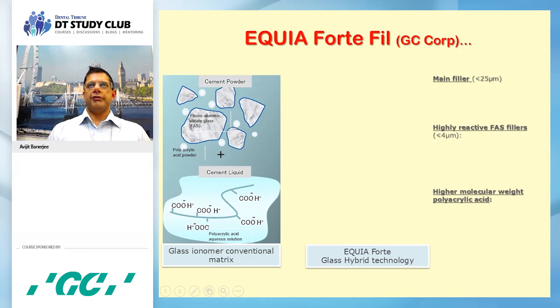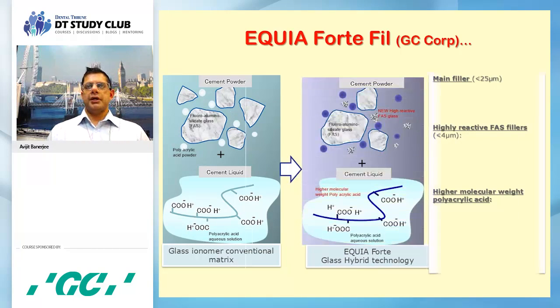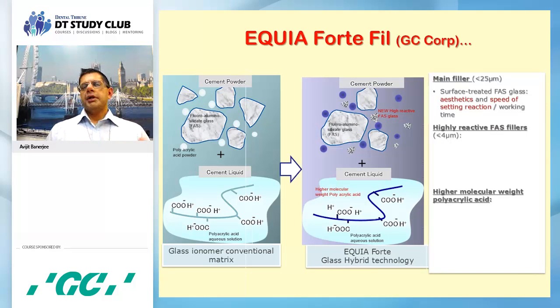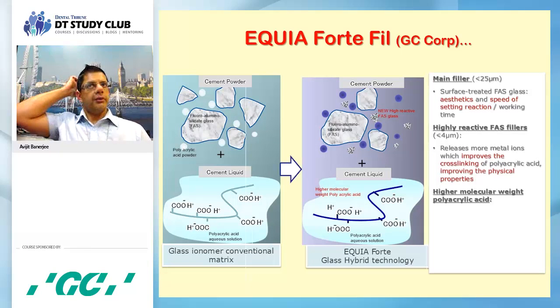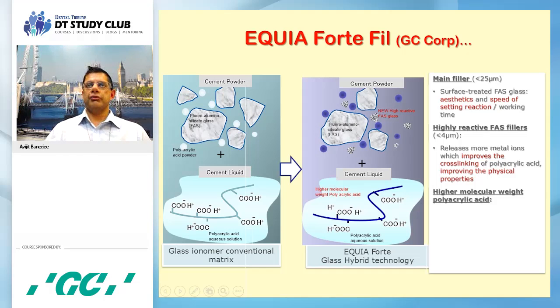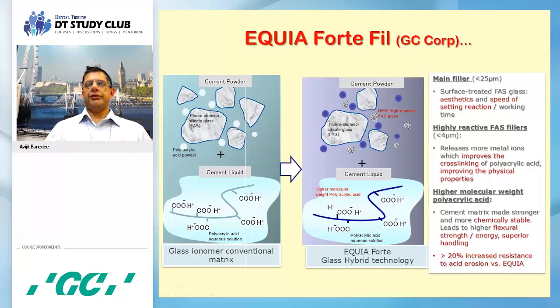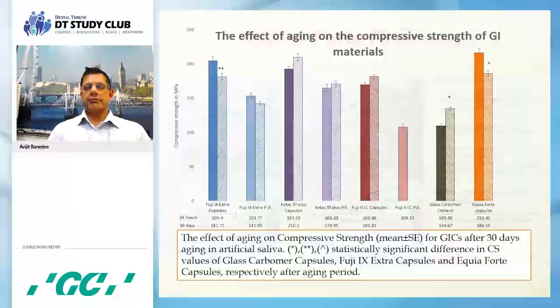GC have now produced Equia Forte Fill, which is their latest glass ionomer, and they claim could be used more on posterior restorations due to the new chemistry it contains with fluoroaluminosilicate glasses and these highly reactive filler particles which are made of the same material. You've got a higher molecular weight polyacrylic acid, which increases the binding and increases the setting strength of the material. You must use it with their resin coating, Forte Coat, and this in combination can reduce the wear and increase the acid resistance of these restorations.